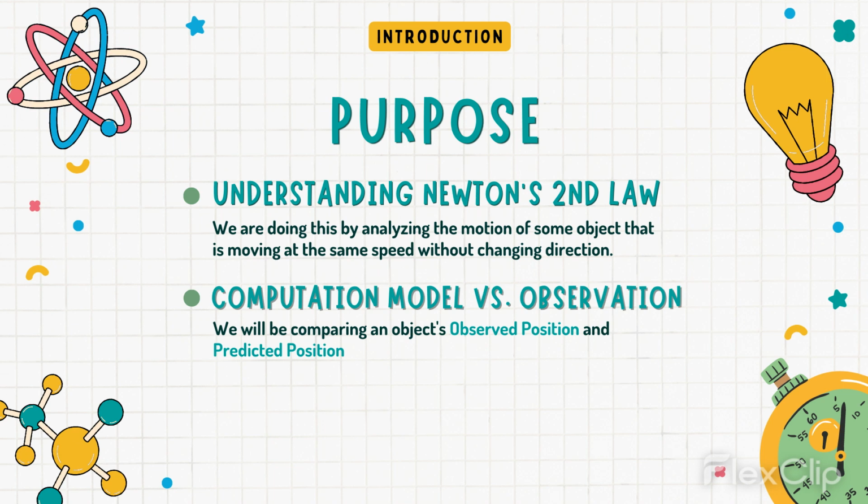To understand our lab and its experiment, we need to first understand its purpose, which in this case is learning more about Newton's second law. We are going to be doing this by analyzing the motion of an object, which in our case is a ball, that is going to be moving at the same speed without changing direction. We are going to be further exploring this concept by making a computational model and comparing our object's observed position with the predicted position made by this computational model.